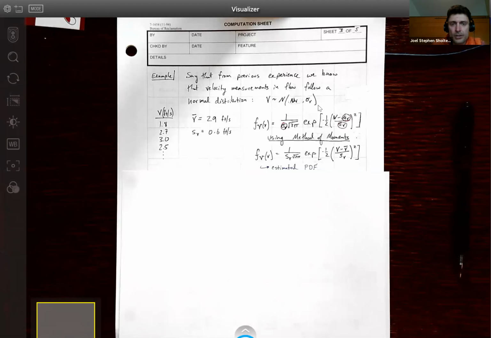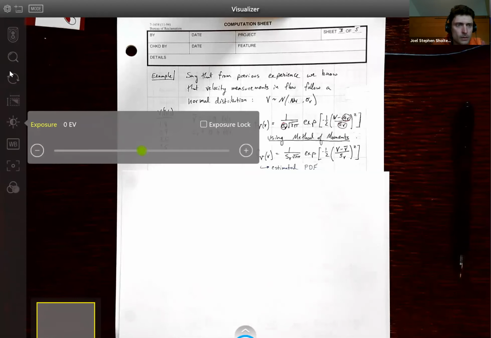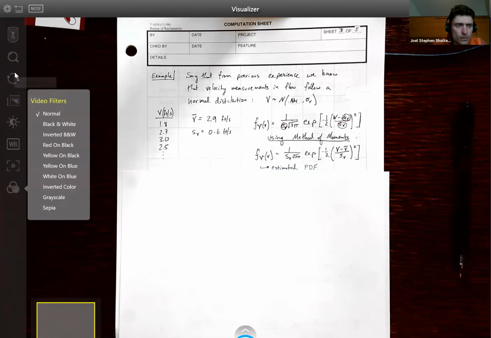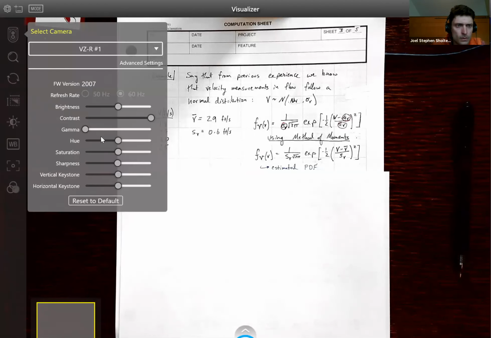So if you look at the normal distribution, and let me just do something real quick here. Contrast is a little high for me.